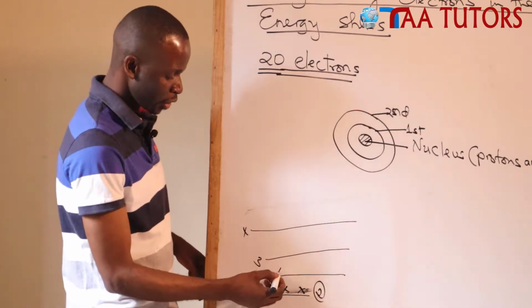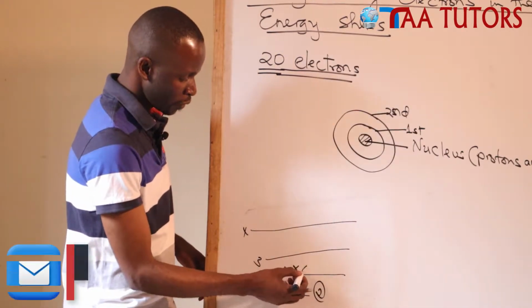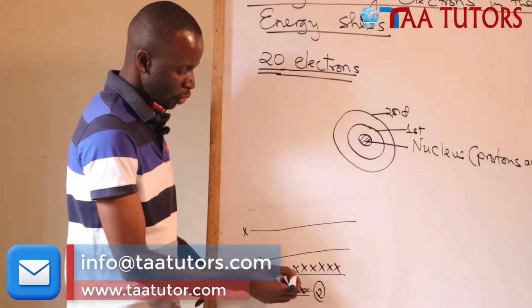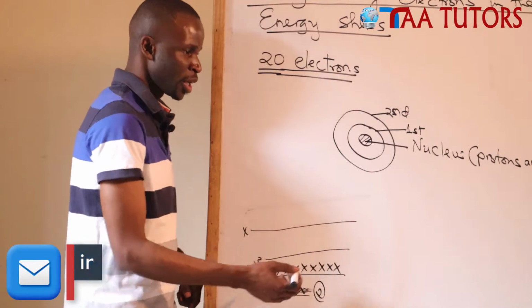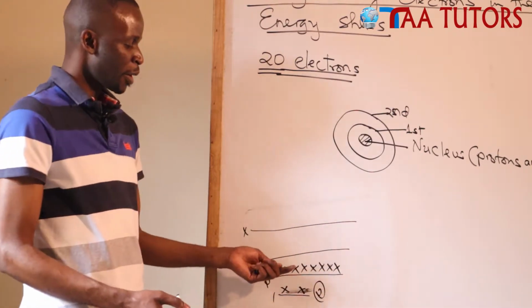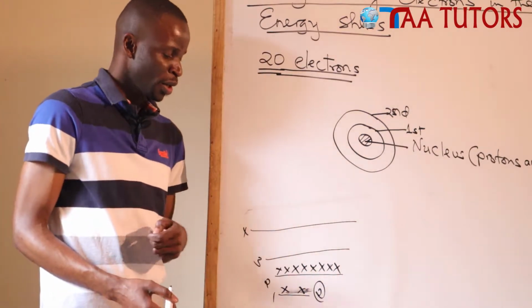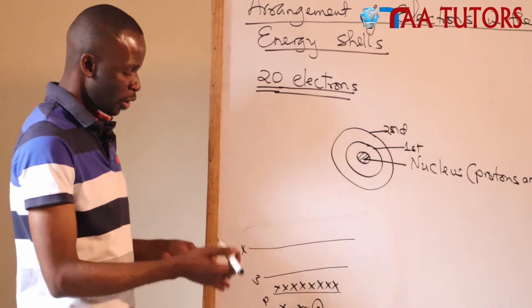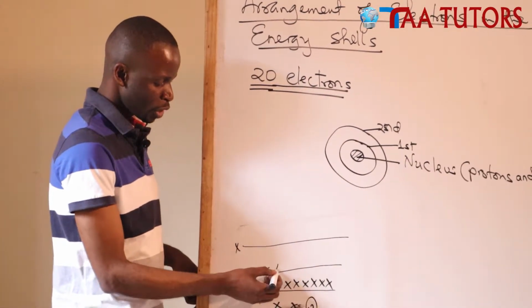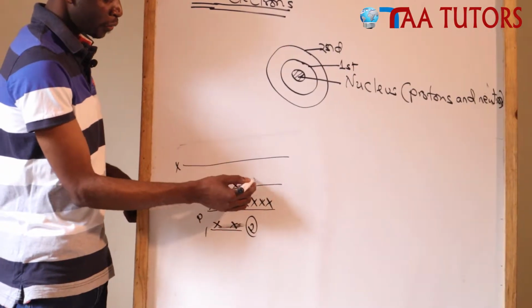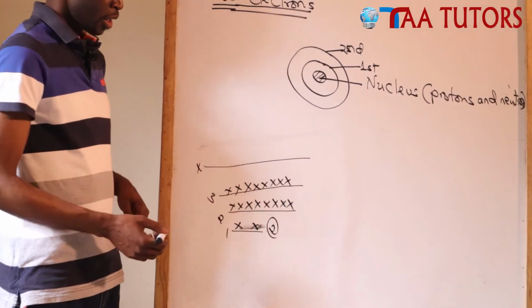I'll bring in 8. 1, 2, 3, 4, 5, 6, 7, 8. So I can say that this shelf here will be filled by a maximum of 8 loaves of bread. Once I fill that second shelf, I will go to the third. The third also must be filled by a maximum of 8. 1, 2, 3, 4, 5, 6, 7, 8.